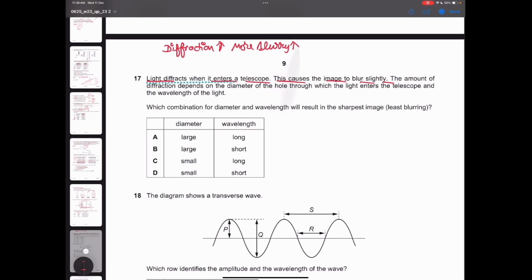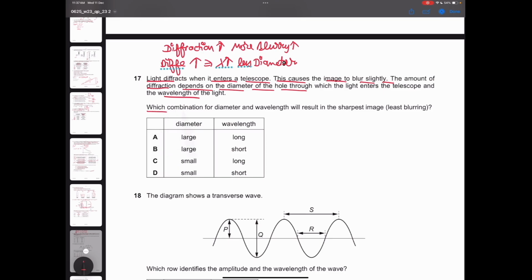Alright, and we know that diffraction increases because of higher wavelength and less diameter. A lot of children do not understand this question. I'll explain it to you. See, the amount of the diffraction depends on the diameter of the hole, and we know it also depends upon wavelength.